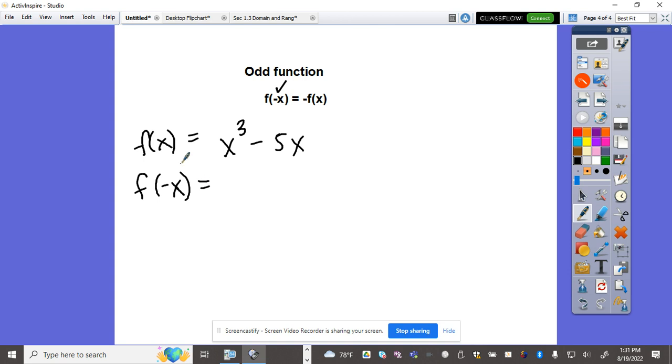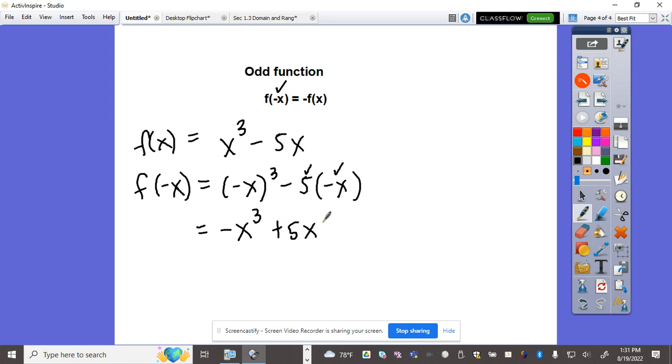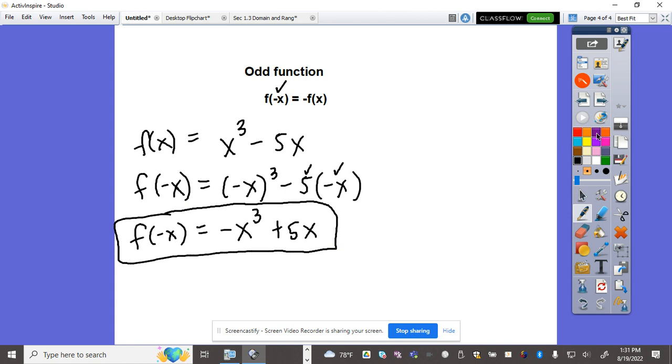So we're going to plug in negative x for the x there, which will give you negative x to the third power minus 5 times negative x. Negative x three times: negative x times negative x will be positive, times negative x for the third time will be negative x cubed. And negative times negative is going to be positive 5x. So this is f of negative x. F of negative x and f of x are not the same, so it's not an even function.